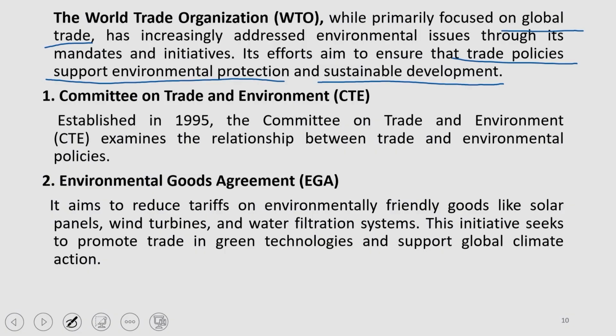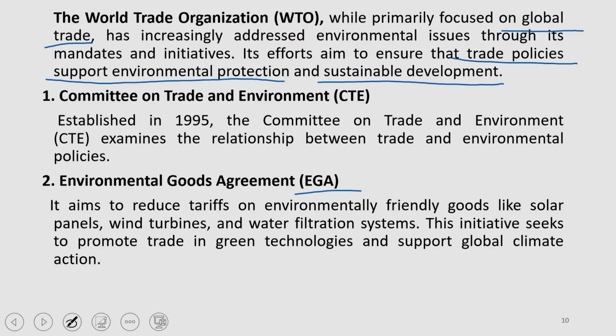Second is about eco-labeling, and here it encourages transparent and non-discriminatory eco-labeling schemes, just to support sustainable consumer choices. And lastly, that is MEA, multilateral environmental agreements, and here it basically ensures compatibility between the trade rules and international environmental agreements.